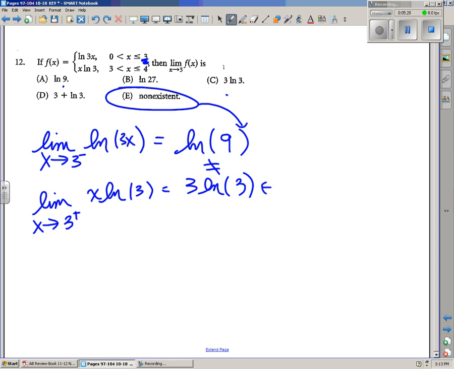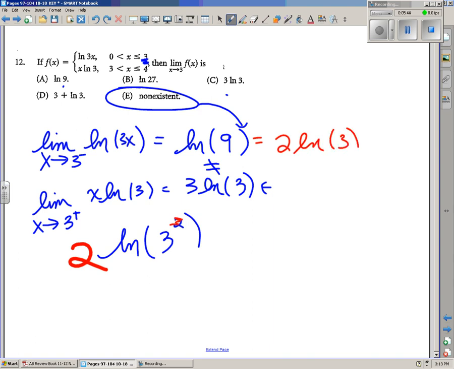Now, why aren't these equal? Real quick, ln of 9 is ln of 3 squared. One property of logs is that if you have a power here, it can come outside the log, and this would disappear. So this is really 2 ln of 3. So 2 ln of 3 and 3 ln of 3 are different in value.